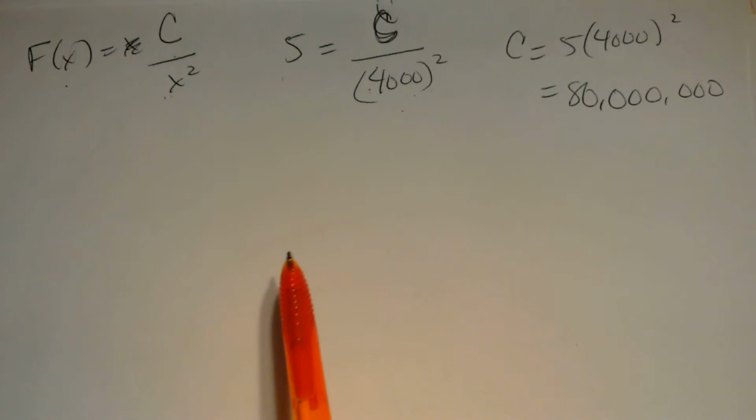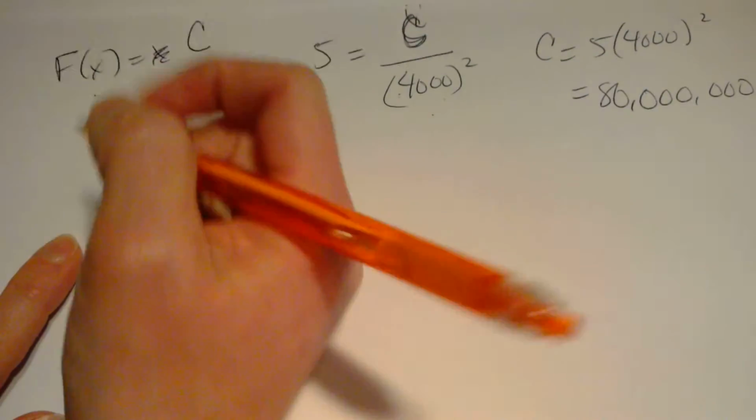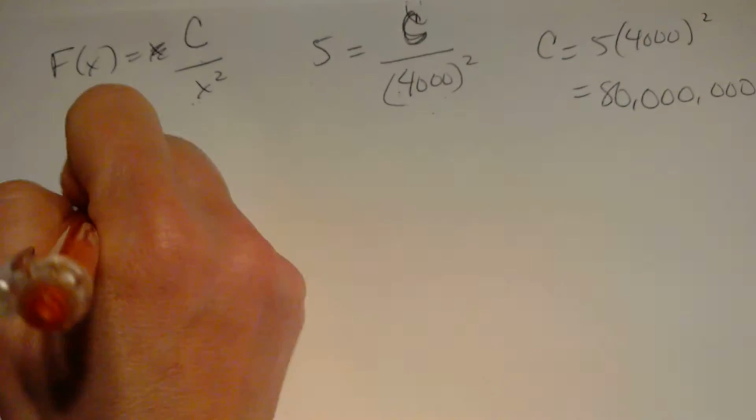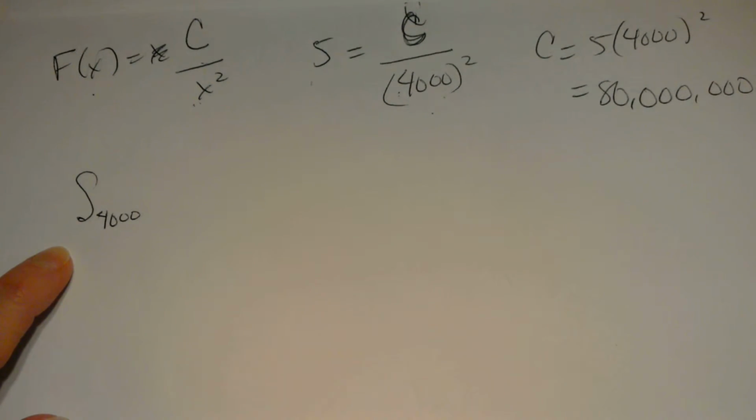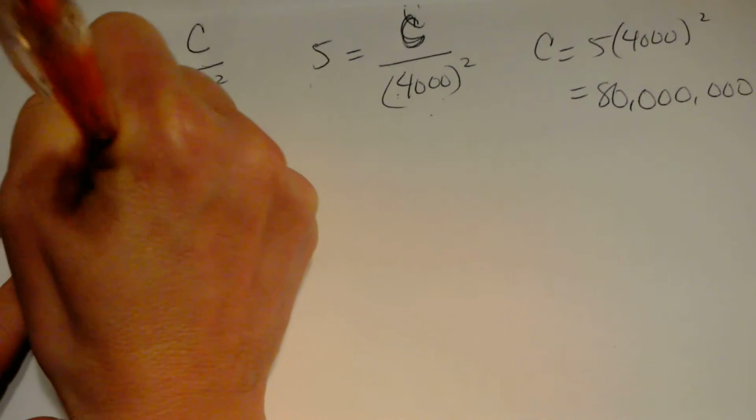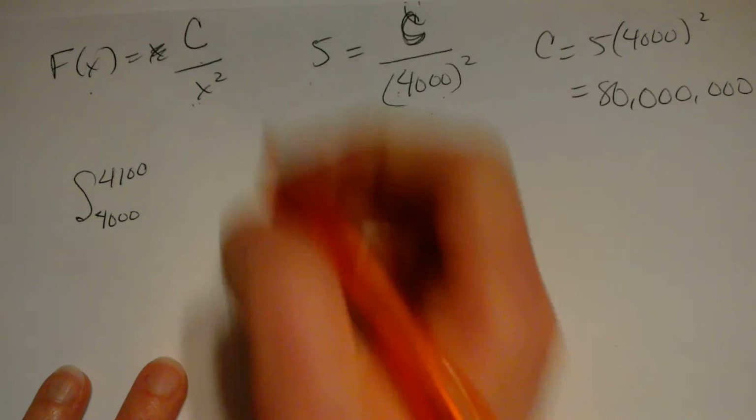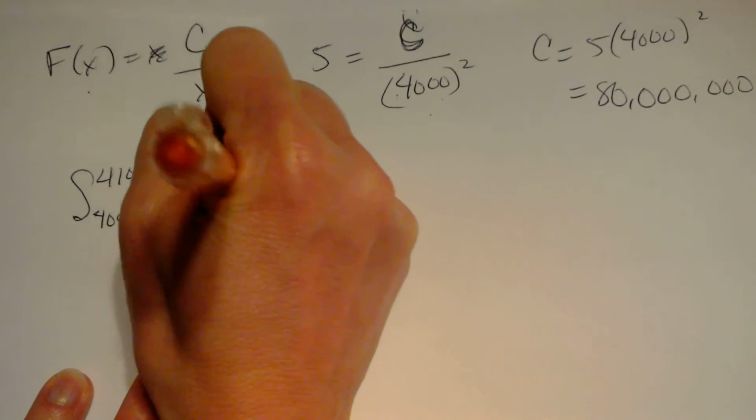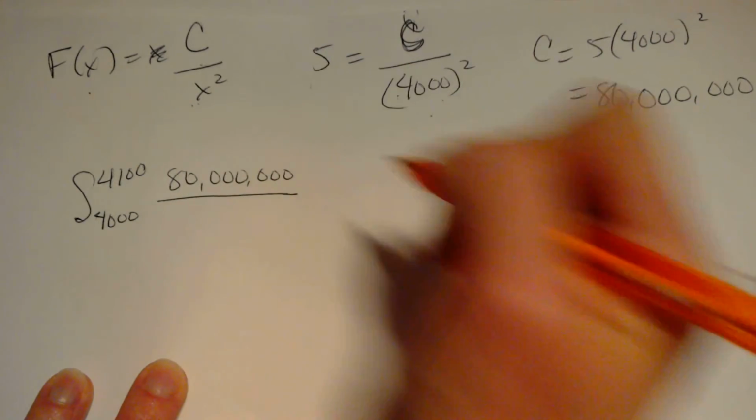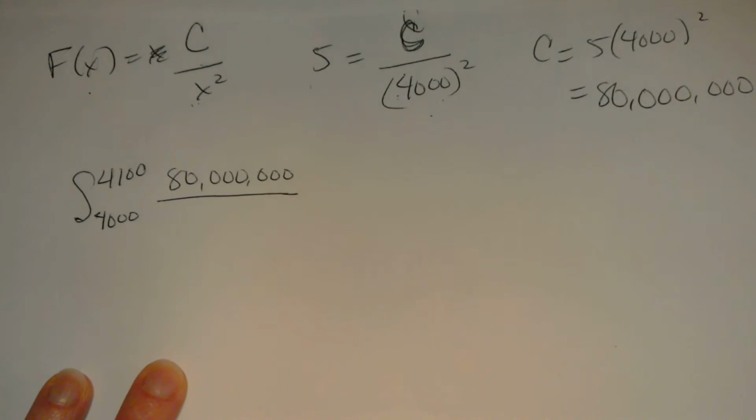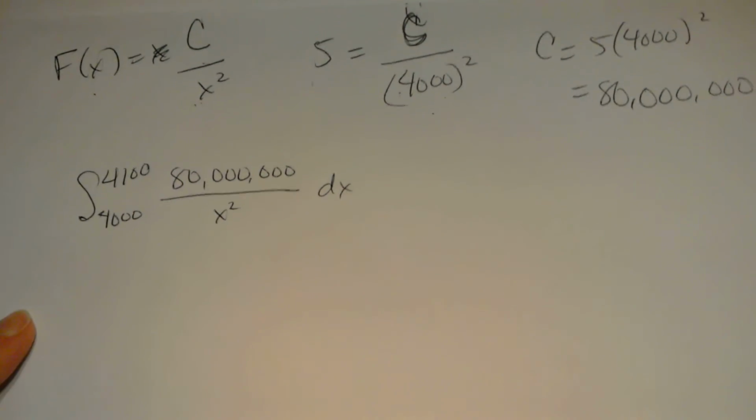Okay, so if we're going to propel it 100 miles above Earth, this is our constant. We're starting on the Earth's surface, so it's 4,000 miles from the center. We're going to go 100 miles above it, so we're going to go to 4,100. So now I've got this 80 million over x squared, and we're going to integrate that.